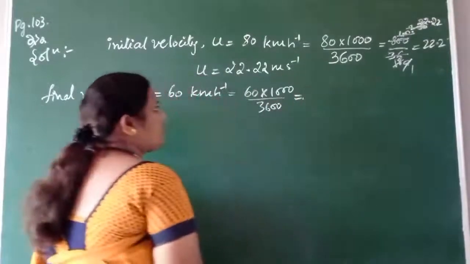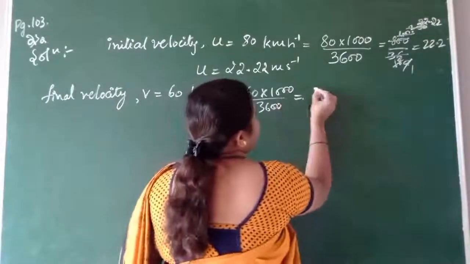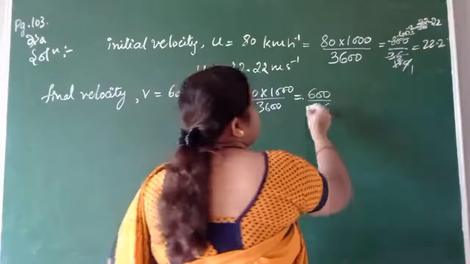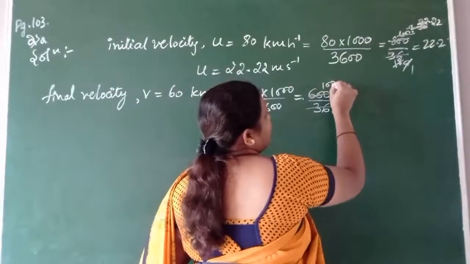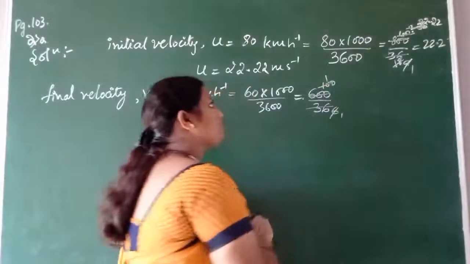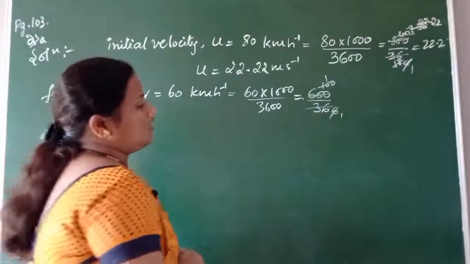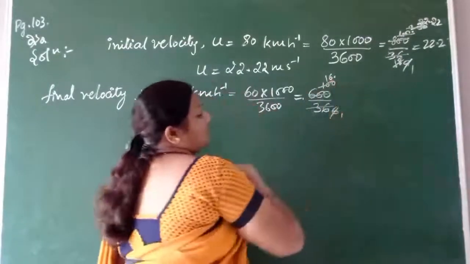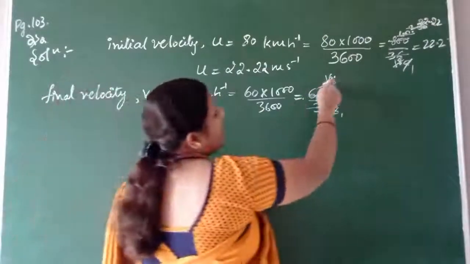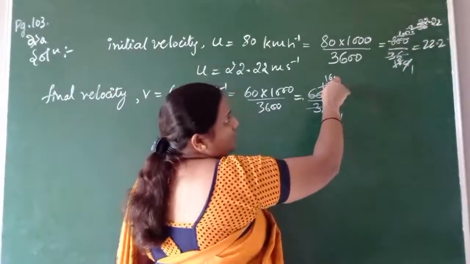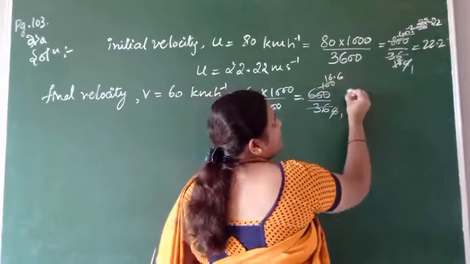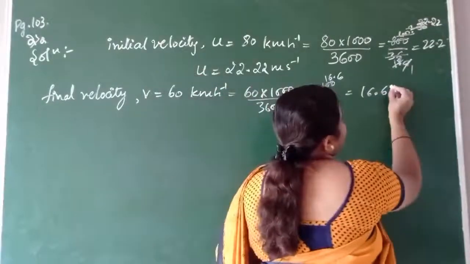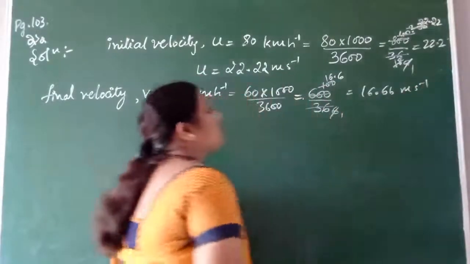3600. The zeros get cancelled. What is left? 600 divided by 36. 6 sixes are 36, then what is left? 4. Then 6, yes, 6 sixes are 36. Here 40, once again 4 left. 0.6, isn't it? 16.6. You can take 16.66 meter per second as the final velocity.